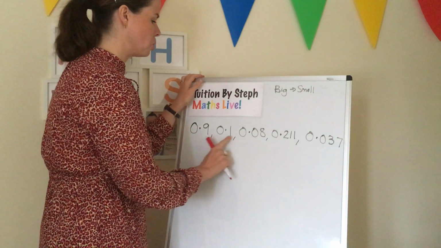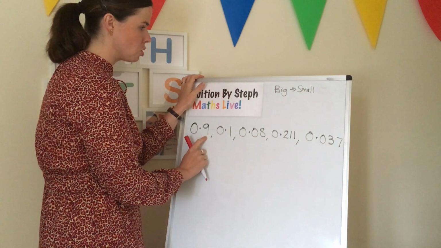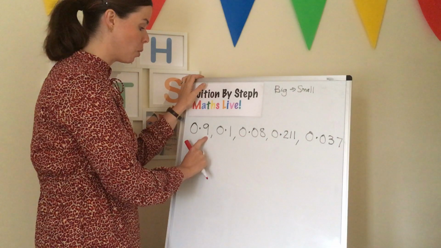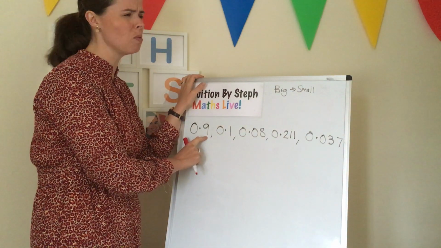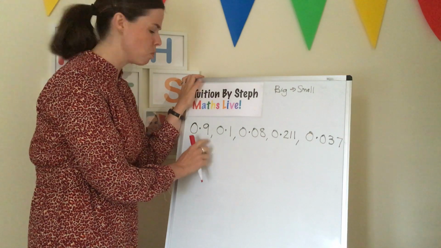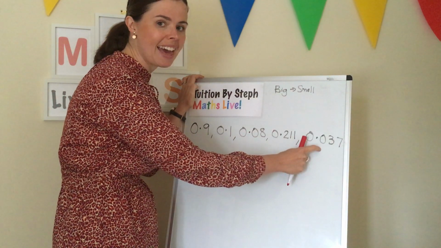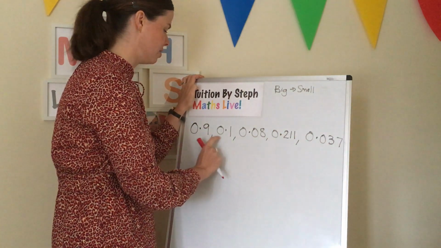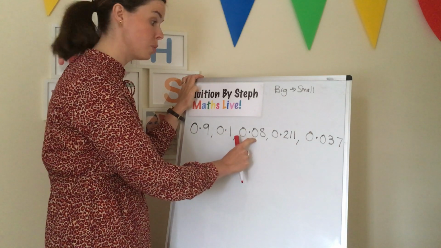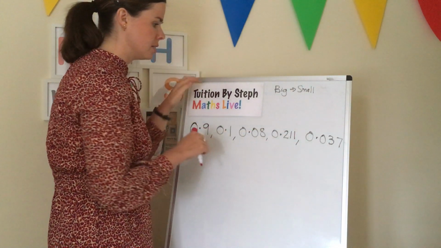They all start with 0 point. They've got no ones. So first of all, we need to go to the number after the decimal point. We're looking for the biggest one. Now, we've got a 9, and what is that? What is the name of the place value after the decimal point? Tenths. So we're looking at the tenths. Now here we've got 9 tenths, 1 tenth, no tenths, 2 tenths, no tenths.